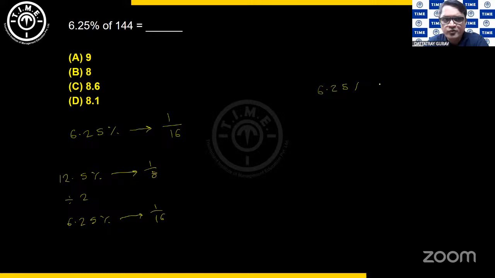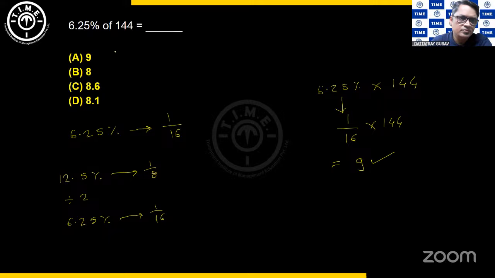So 6.25% of 144. What is the meaning of this? It is 1 by 16. So just divide by 16. If I do the calculation, the answer becomes 9. 16 nines are 144. Indirectly, you should know the multiplication table as much as possible. Maybe you have not done it at school level. To minimize the calculation time, we require this table in advance. So 144 divided by 16, the answer is 9. So option A is the answer.